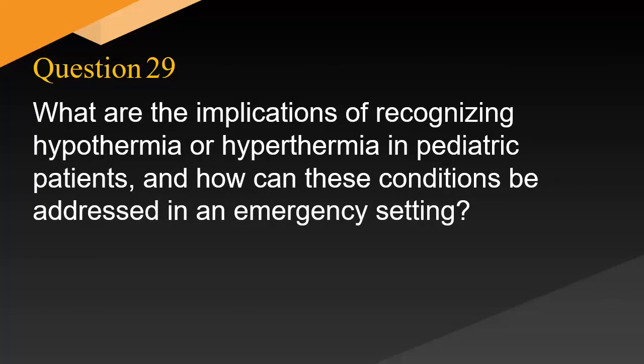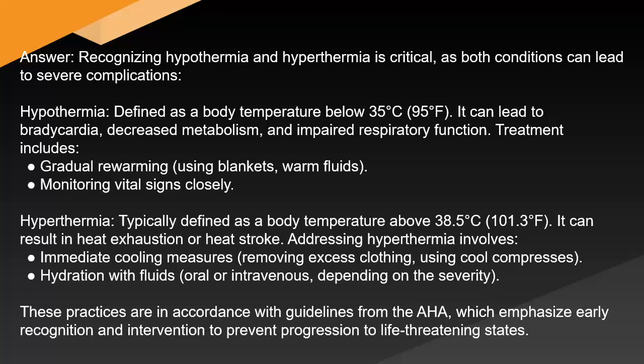What are the implications of recognizing hypothermia or hyperthermia in pediatric patients, and how can these conditions be addressed in an emergency setting? Answer: Recognizing hypothermia and hyperthermia is critical, as both conditions can lead to severe complications. Hypothermia, defined as a body temperature below 35 degrees C, 95 degrees F. It can lead to bradycardia, decreased metabolism, and impaired respiratory function. Treatment includes gradual rewarming using blankets, warm fluids, and monitoring vital signs closely.